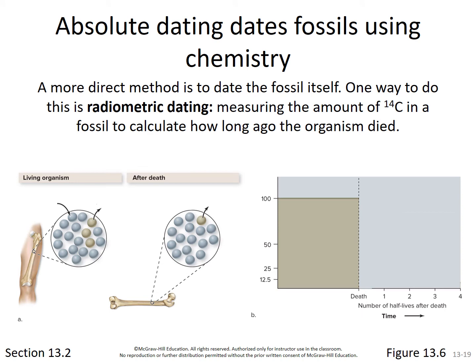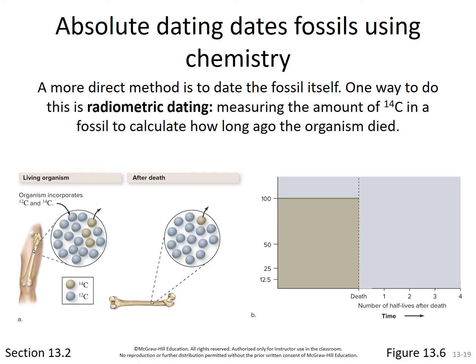A more direct method is to actually date the fossil itself. One way to do this is radiometric dating. This measures the amount of 14 carbon, which is a radioactive isotope of carbon, in a fossil to calculate how long ago the organism died. Take a look at the lower left of the diagram beneath the text here. What you see is a depiction of 14 carbon and 12 carbon. As long as an organism lives, it's going to take in some sort of carbon source in food.